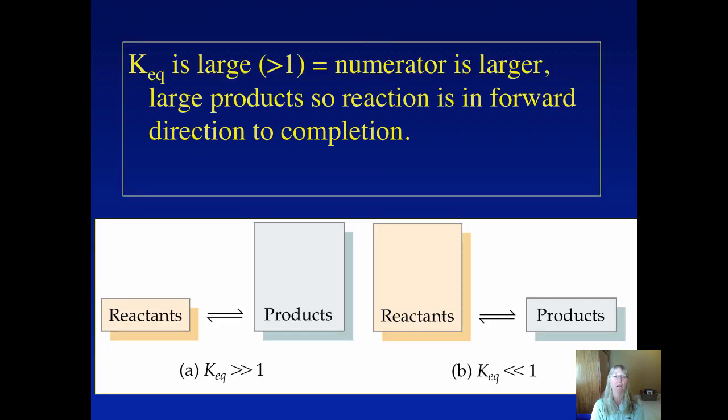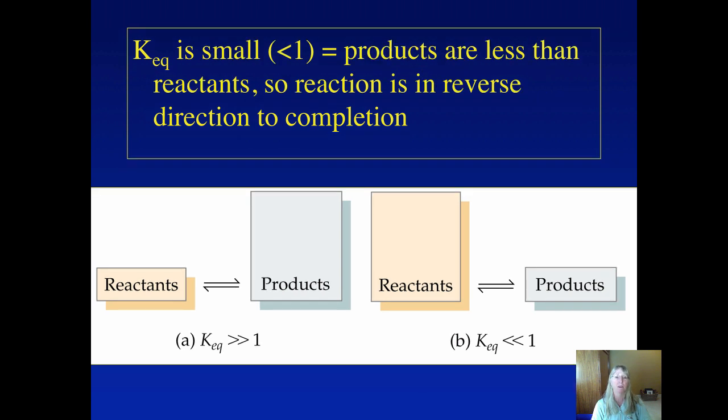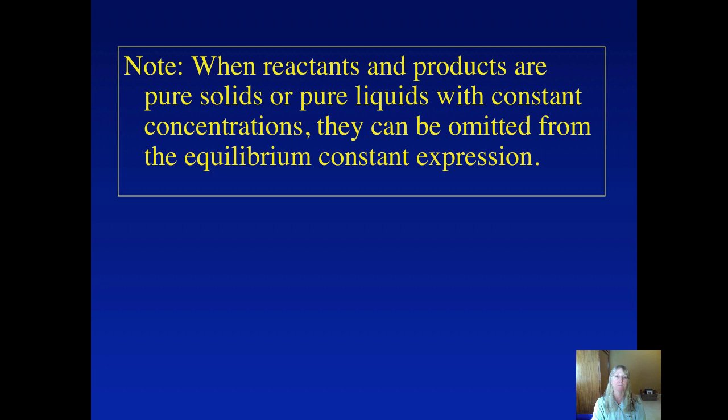So if you did a KEQ and you got a number larger than 1, that means the number in the numerator must have been larger than the number in the denominator. Products must have dominated the equilibrium position. So if you get a number greater than 1, you know products are favored. If the number turns out to be smaller than 1, that means the reactants must have had greater concentration, since they're in the denominator, than the products in the numerator. That means, according to this picture, you must be favoring the reverse reaction. You would be going from right to left.